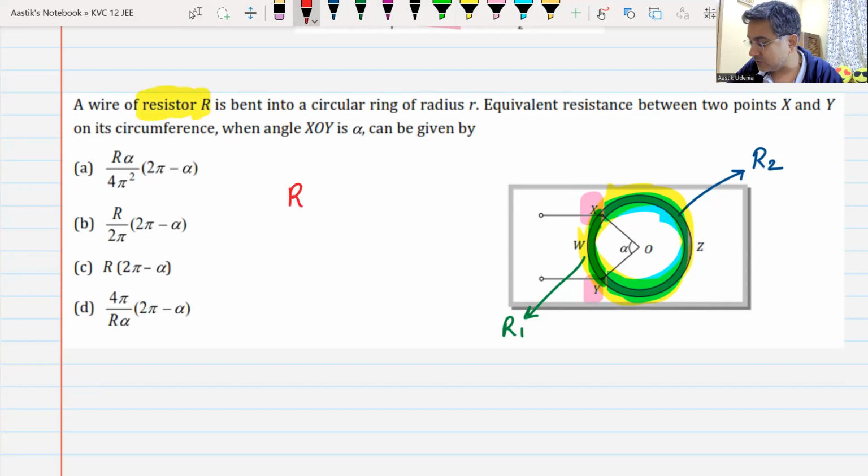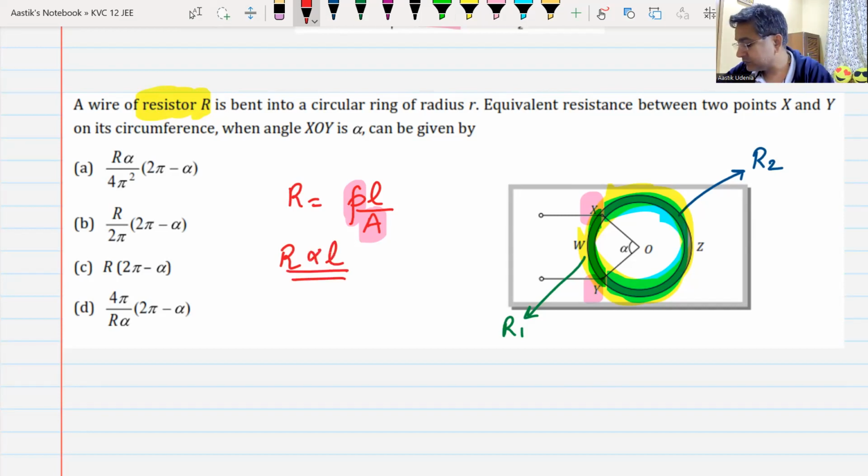Resistance of a wire is equal to rho L by A. The wire is same. Rho is same. The area is same. So what we can understand here is resistance will be what? Same wire. Proportional to length, sir. Well done, sir. Now resistance is proportional to length. Can you tell me what will be the value of R1?